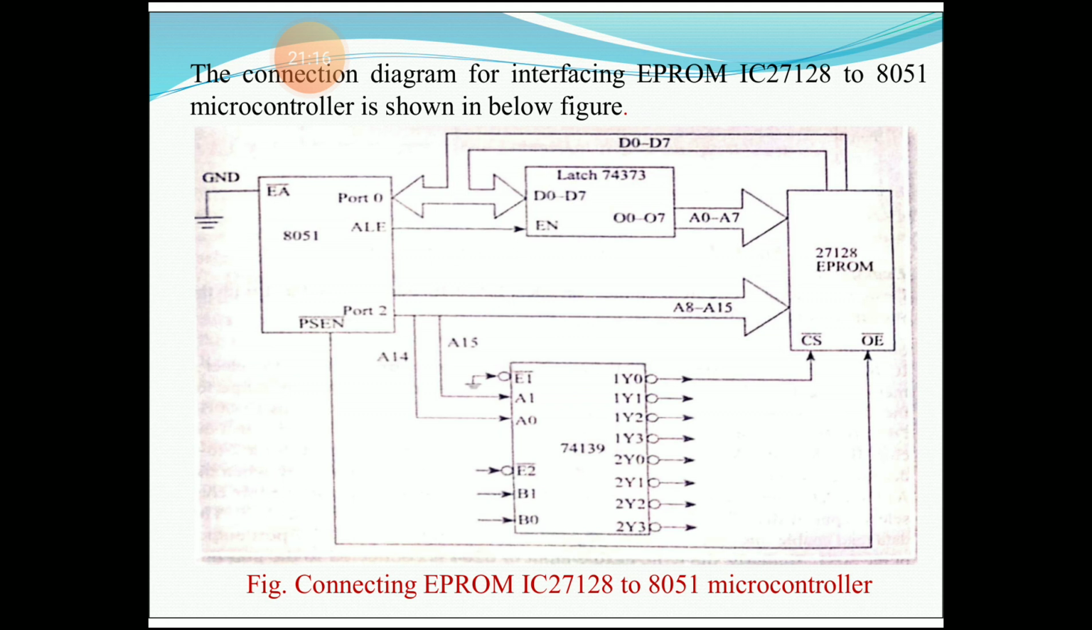These 14 address lines, A0 to A13 of the microcontroller, are connected to the 14 address lines of the memory chip. The remaining two address lines, A14 and A15, are given to the decoder IC 74139. This decoder decodes those address lines and generates an output signal to select the chip, that is CS bar.